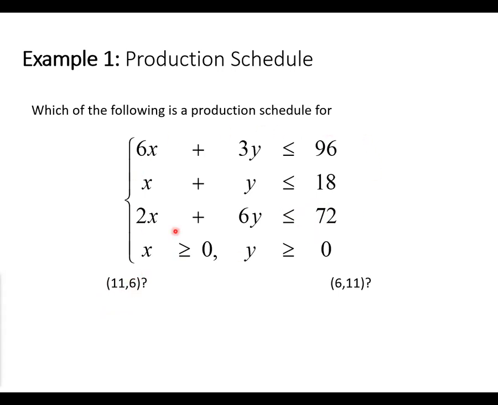So it satisfies all three of these constraints, and it satisfies the X constraint of being greater than or equal to 0 and the Y constraint of being greater than or equal to 0 as well. So this can be part of our production schedule. When we check 6 and 11, I want you to do that on your own and see what you get. So go ahead and pause now and come back.